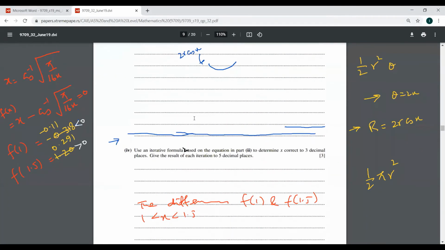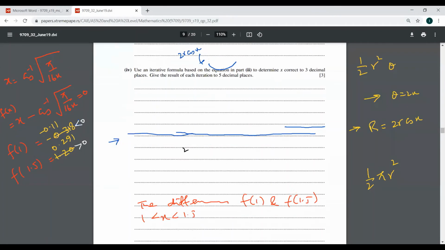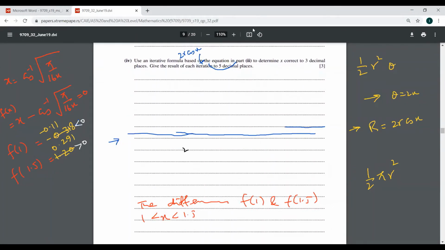Okay, so the fourth part here, it says use an iterative formula. This formula is to be used, and we have to give the result of each iteration to 5 decimal places. One of the students was asking that she's always confused about what the initial value to be used in this iterative formula is. In this case, it is quite clear that your initial value x1 can be 1.